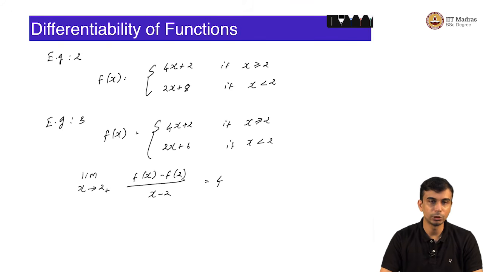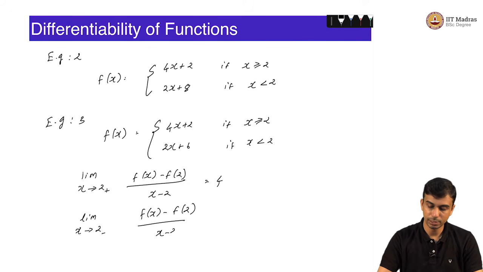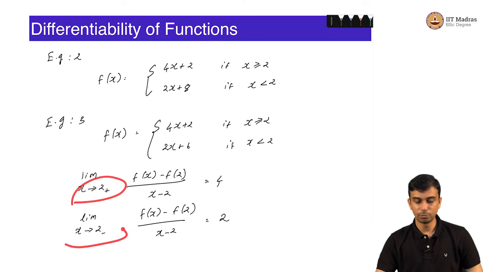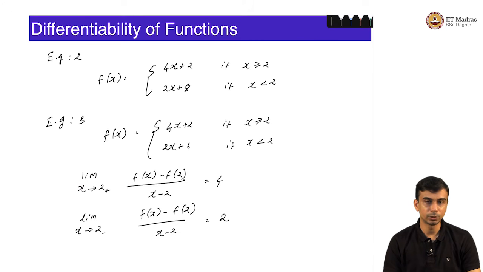But if x approaches 2 from the negative side, the limit as x approaches 2 minus of f of x minus f of 2 by x minus 2 is going to be 2. So even though both the sequences are approaching 2, f of x minus f of 2 by x minus 2 approaches 4 for one sequence and 2 for another sequence. Which means that the limit as x approaches 2 of f of x minus f of 2 by x minus 2 does not exist. So this particular function is not differentiable at x star equal to 2.